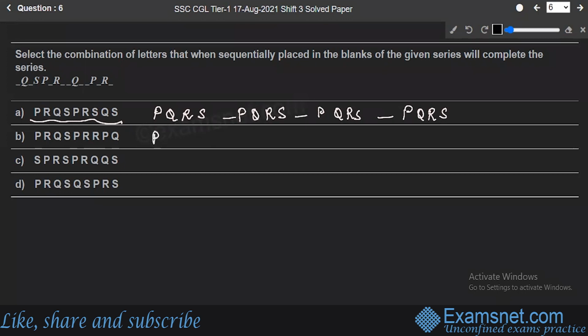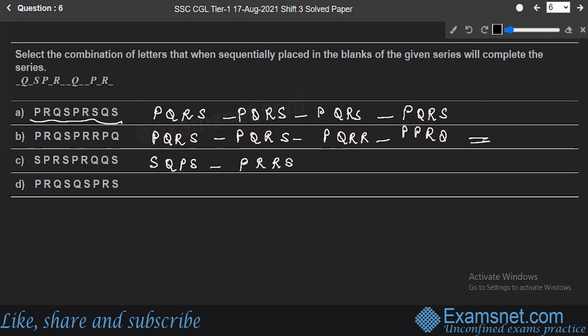Let's fill. So, it will be PQRS, PQRS, PQRR, and PPRQ. They are different, right? These letter clusters are different. Let's check with the third option now. So it is S P R S. Let's check. The first one is SQPS, PRRS, PQRQ, and then PQRS. Again, they are different, right? So they are not correct answers.